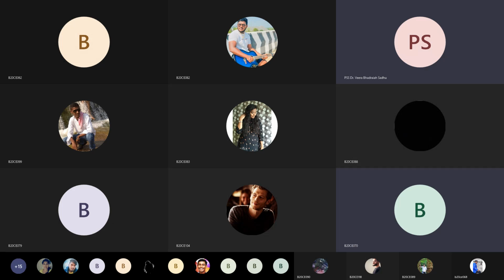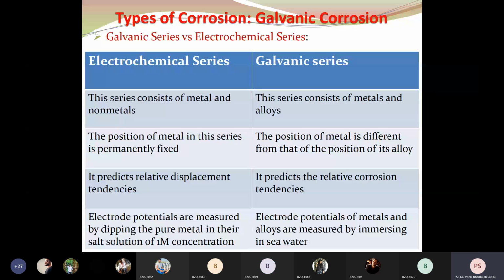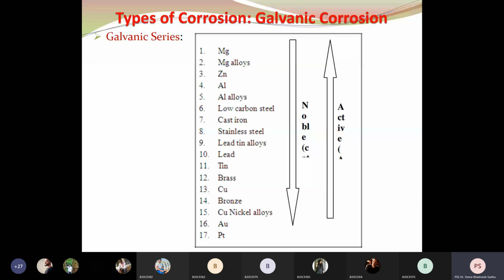So we have also gone through the galvanic series. So what does the galvanic series tell you? It tells you about the corrosion behavior of the metals. The metals placed at the bottom are more corrosion resistant, and those placed at the top are more corrosive, right?